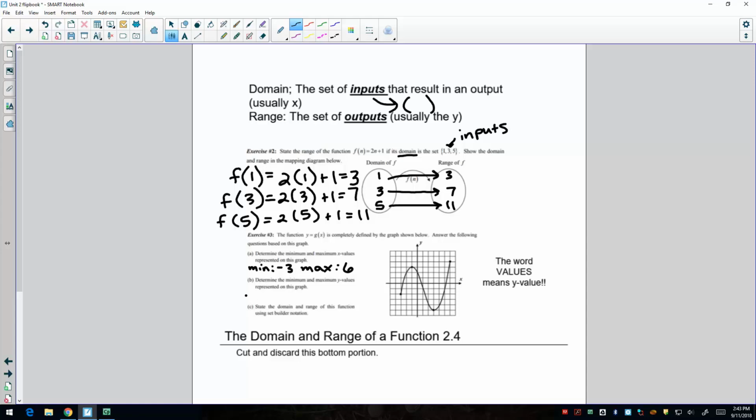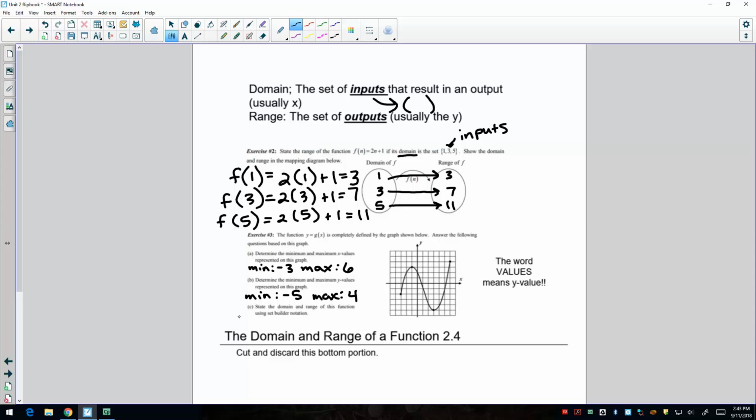The max and the min for the y's: the lowest this graph goes on the y-axis is at -5, and the maximum, or the highest that it goes, is 4. And the last question is probably the trickiest, just because you may have forgotten what set builder notation is. It says now state the domain and the range of this function using set builder notation.